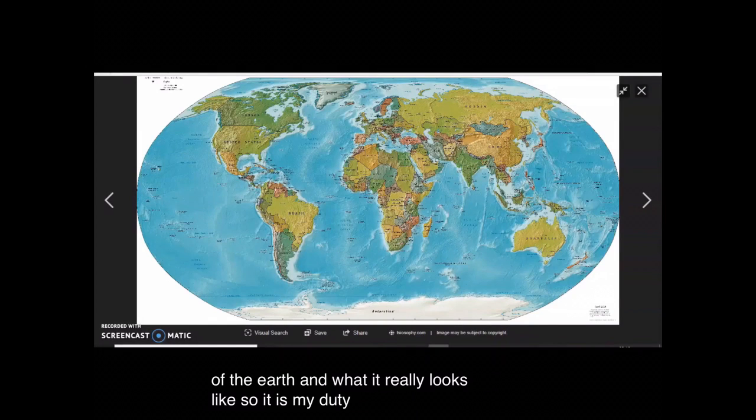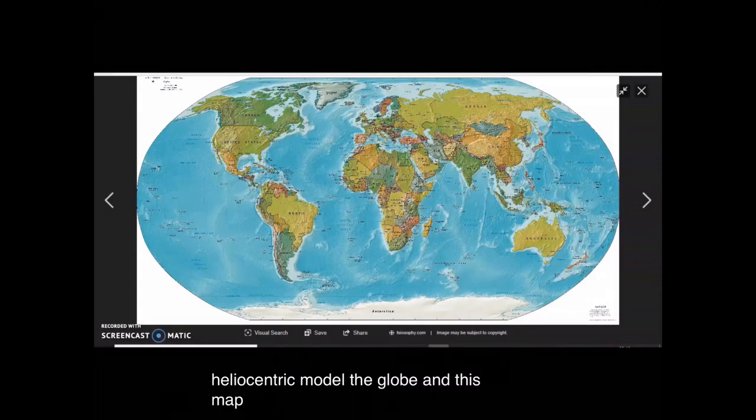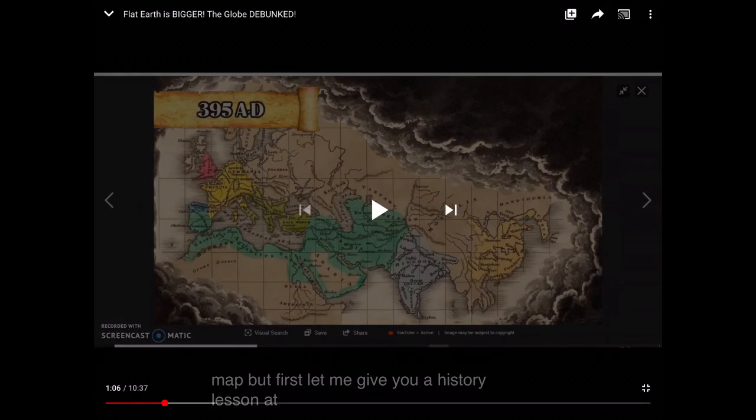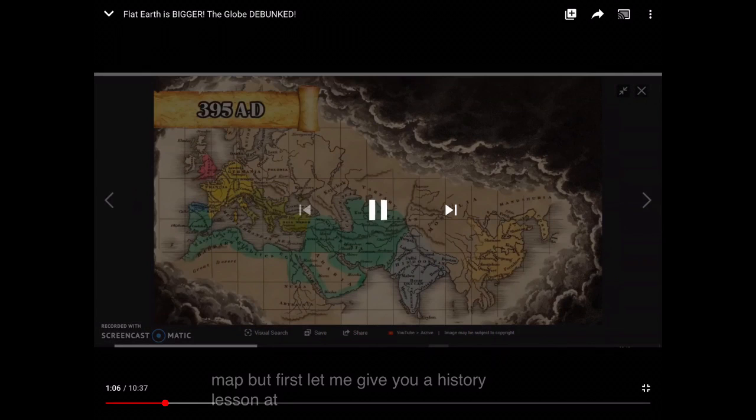So it is my duty to debunk the heliocentric model, the globe, and it is my duty to debunk these flat earthers' models and flat earthers trying to debunk the globe. This map. But first, let me give you a history lesson. Oh, this is gonna be good, a history lesson.